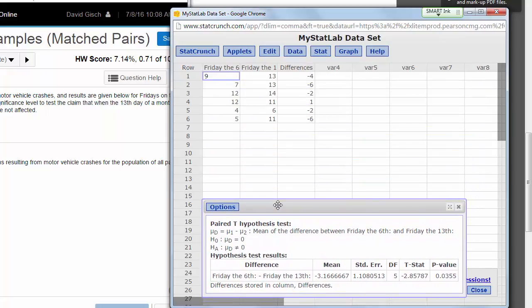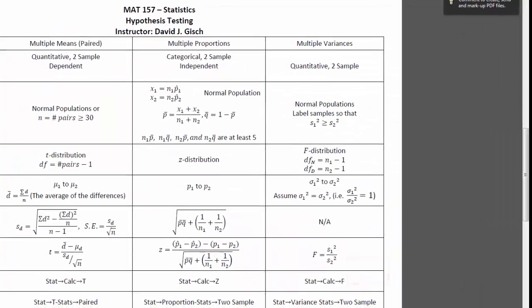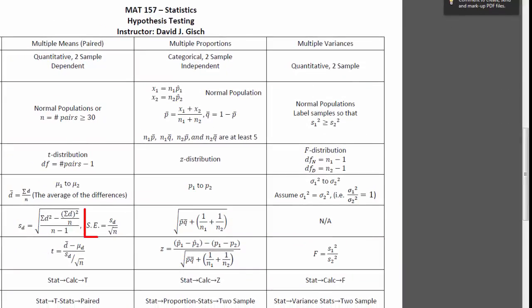So there's our T-stat and our p-value. All right, now be careful. This 1.108, that is not the S sub d. That's your standard error. Again, you look on the formula sheet. Standard error is this part over here on the right. S sub d is the part on the left.